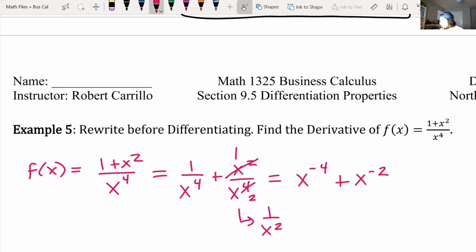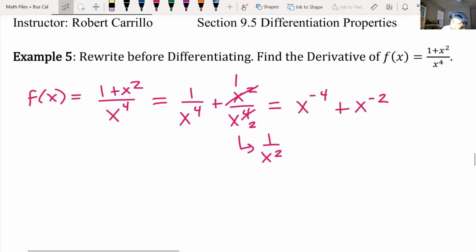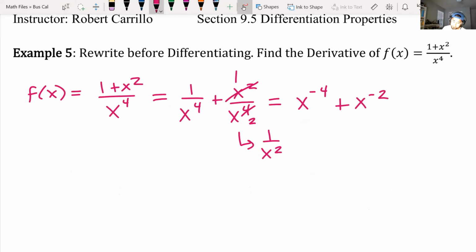Have we done any calculus yet? Not yet, unfortunately. But we are ready to do some calculus because now we put this into the form that we need. And now we get to use our best friend, the power rule. So we say f prime of x. And what is the derivative of x to the negative 4? Negative 4x to the negative 5th. There you go.